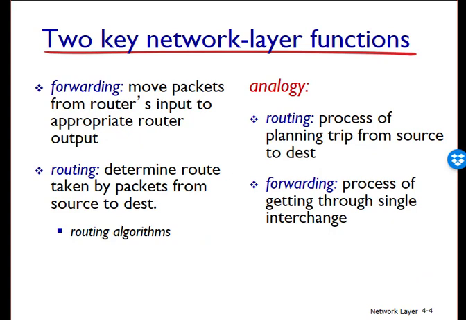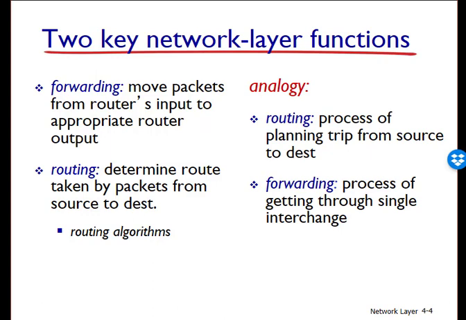The first is forwarding. When a packet arrives at the router's input link, the router must move the packet to the appropriate output link. For example, a packet arriving from host H1 to router R1 must be forwarded to the next router on a path to H2. The other function is routing. The network layer must determine the route or path taken by packets as they flow from sender to receiver.